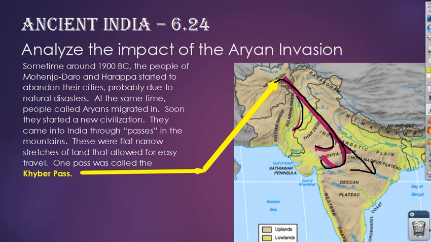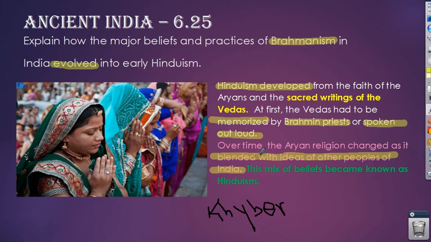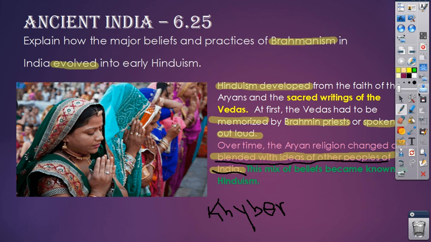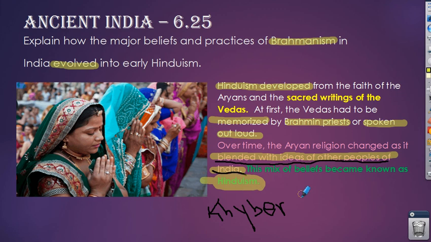And instead of everybody just changing to be one culture or the other, they blended. And because of that blending, we have the Brahmin religion turning to the Hindu religion. So over time the Aryan religion changed as it blended with the ideas of other peoples of India. This mix of beliefs became known as, you got it, Hinduism. So Hinduism is derived out of Brahmanism. Okay? Now we're going to take a look at our next slide.